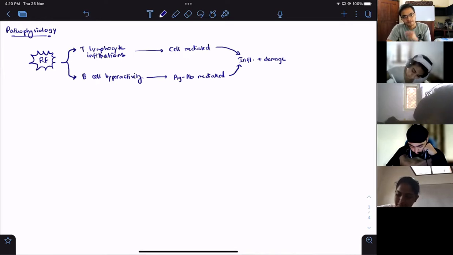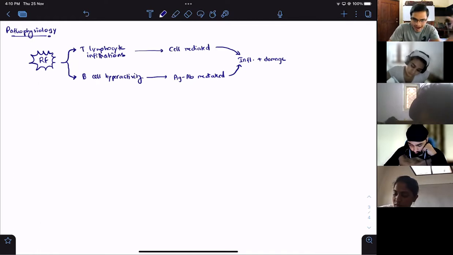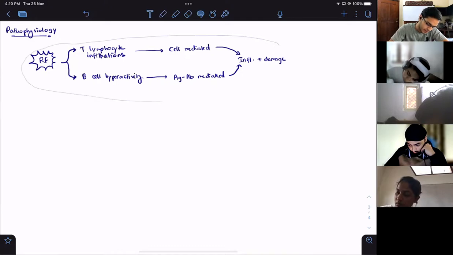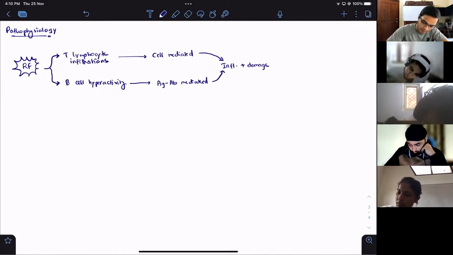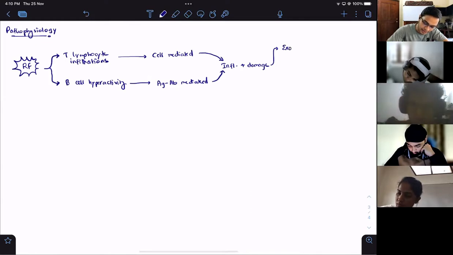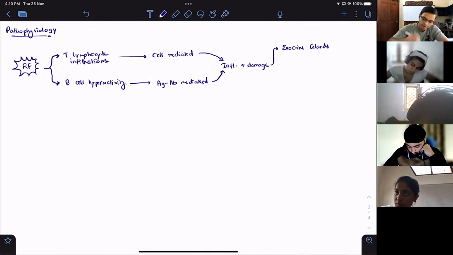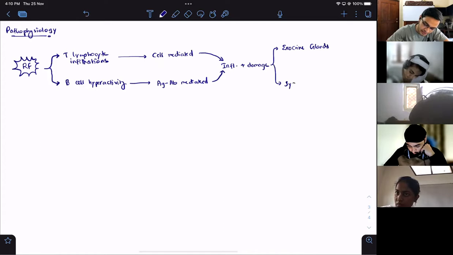This is the hallmark of Sjogren's, guys. What is the hallmark? There is both a cell-mediated mechanism and an antigen-antibody mediated mechanism going on in Sjogren's. This is characteristic for Sjogren's. Now, what I want you all to know: inflammation and this damage, where is this going to happen? First, primarily in the exocrine glands. And then we can also have it systemically spreading to other parts.